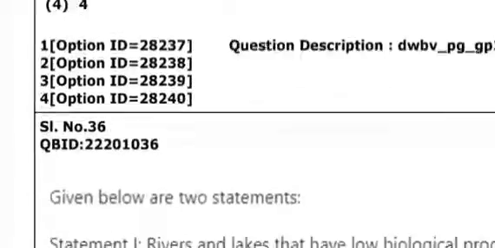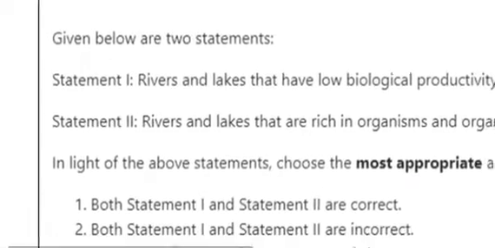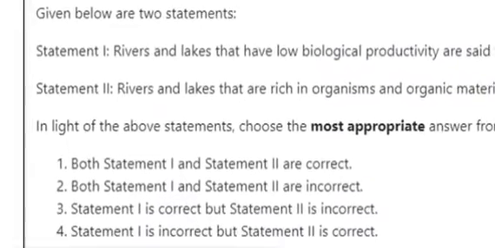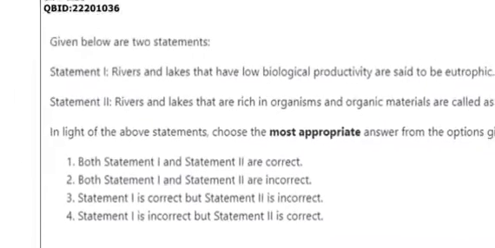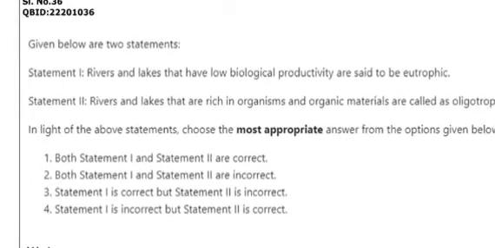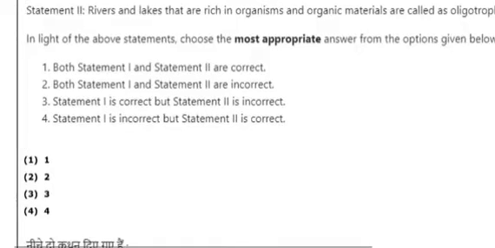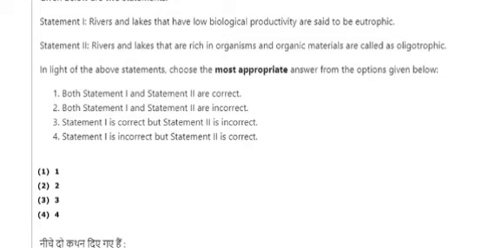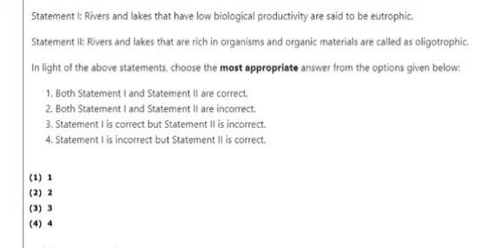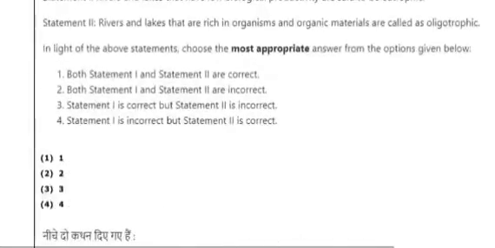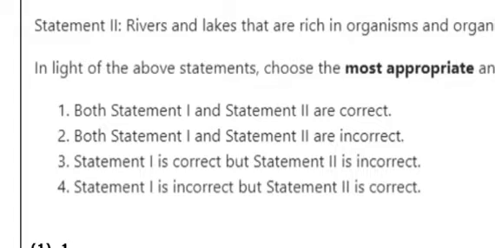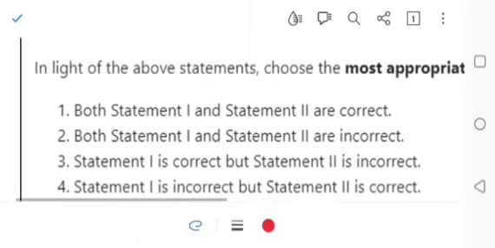Then 36, given below are two statements. Statement 1: rivers and lakes that have low biological productivity are said to be eutrophic. Statement 2: rivers and lakes that are rich in organisms and organic materials are called oligotrophic. In light of the above statements, choose the most appropriate answer from the options given below. The 36 options are like this; I will not read them all, you can read all the options. The 36 correct option will be number B. That means both statement 1 and 2 are incorrect, both are wrong.